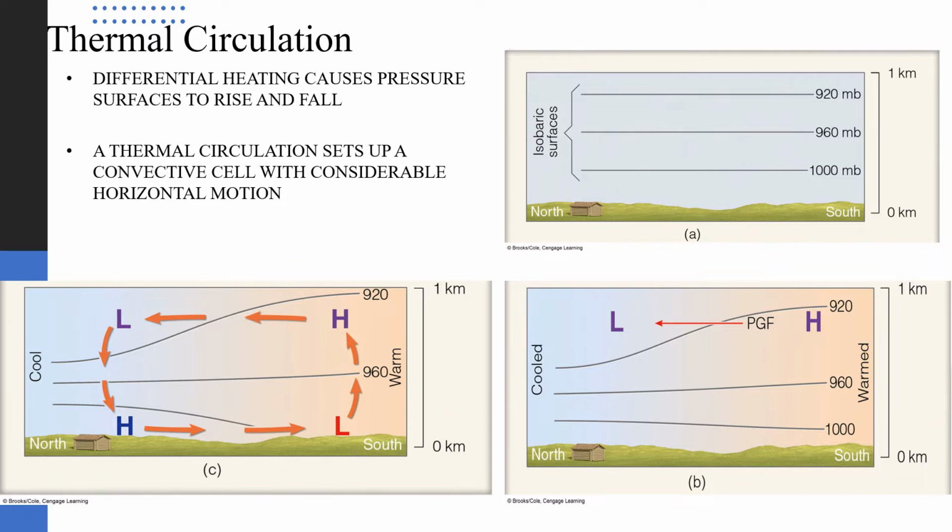If you look at picture B, the atmosphere is cooled to the north and warm to the south. In the cold, dense air above the surface, the isobars bunch closer together. On the other hand, in the warm, less dense air, they spread further apart. This dipping of the isobars produces a horizontal pressure gradient force aloft, and that causes the air to move from high pressure warm air towards the lower pressure cold air.